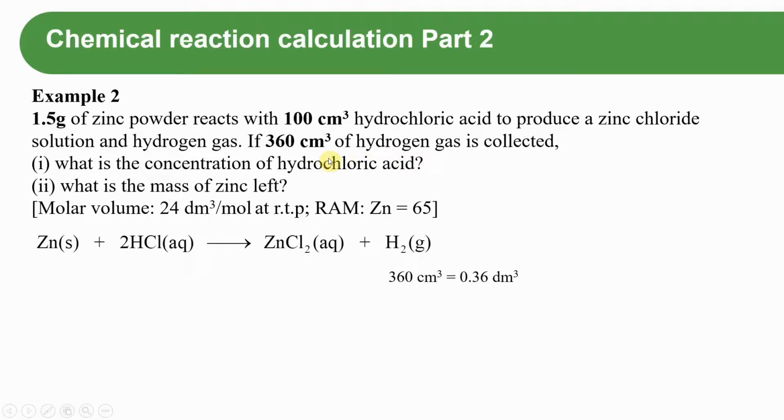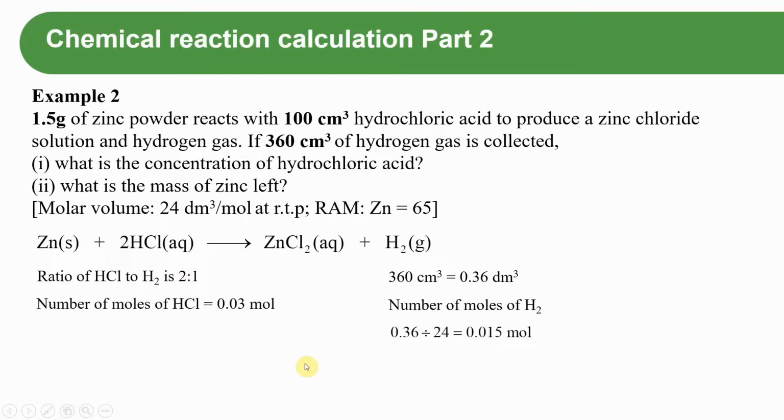So be reminded, the first step is always to find the number of mole for the substances. In this case, we are starting from the product. So to find the number of mole of hydrogen, we divide by molar volume. So we get 0.015 mole. And the next step is to compare the ratio of HCl with hydrogen gas. So the ratio is 2 to 1. And now we can find the number of mole of HCl, which is 0.03.